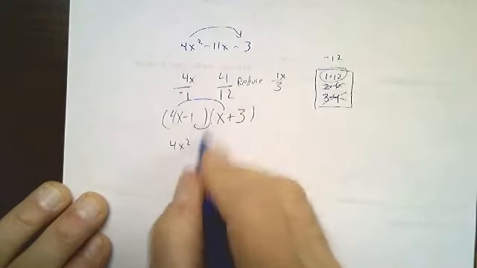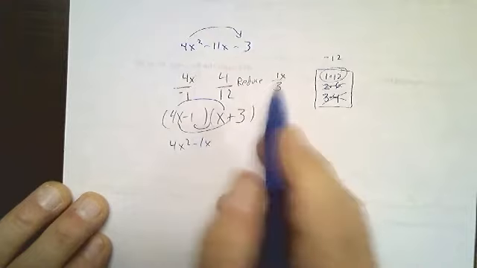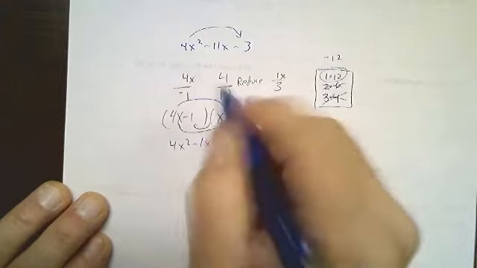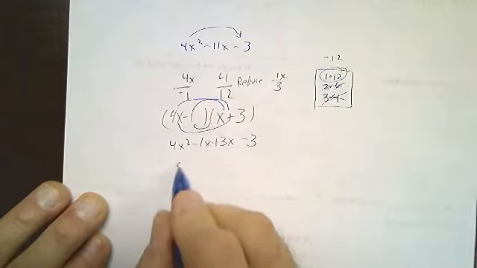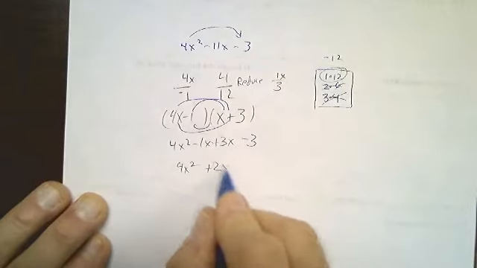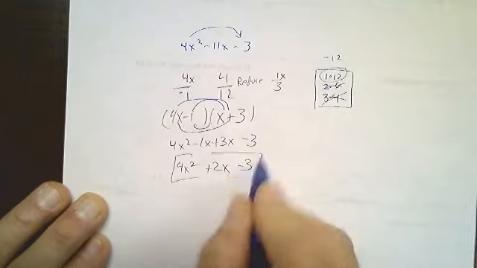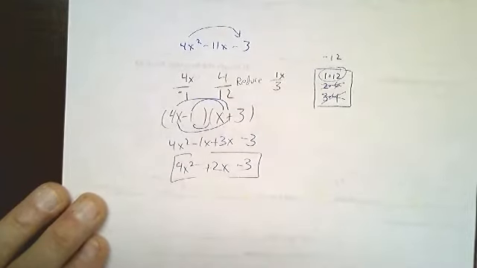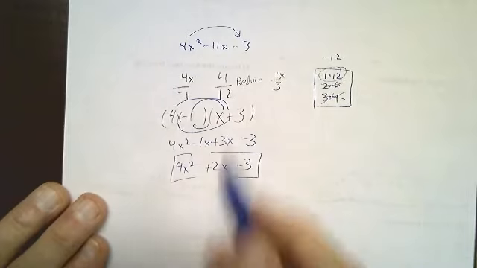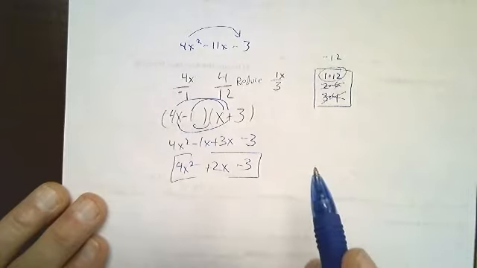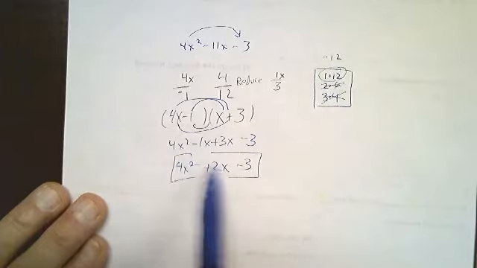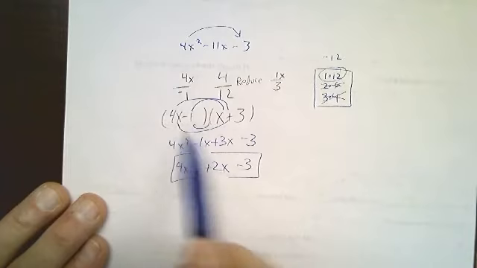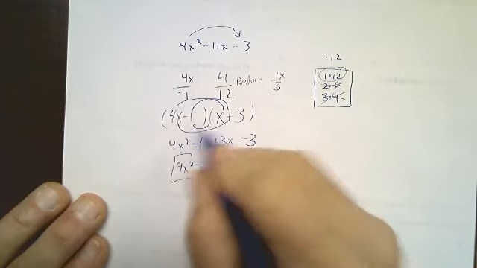4x squared minus 1x plus 3x minus 3. 4x squared plus 2x minus 3. There it is. It checked. Oh, wait. Whoa. I made a mistake somewhere, didn't I? 4x squared minus 1. That's 12 right there. Negative 12.